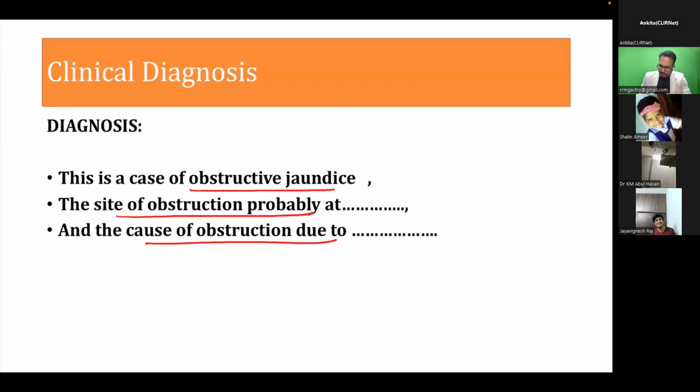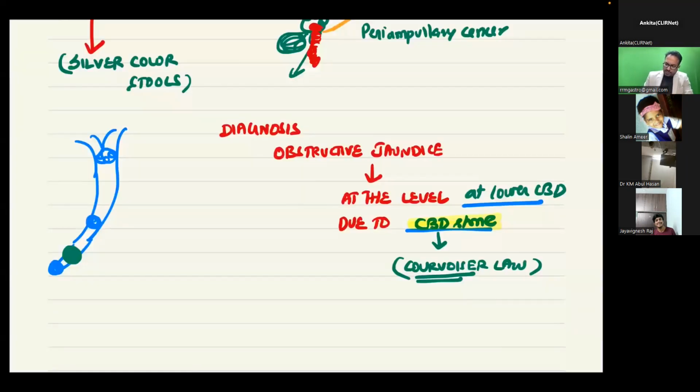So now, what are the complications of obstructive jaundice? Why should you be very much worried about obstructive jaundice? What is the dangerous complication? Without knowing the complications, we cannot discuss further.